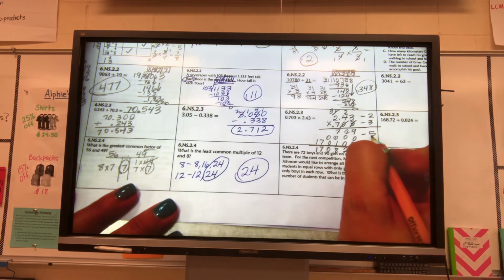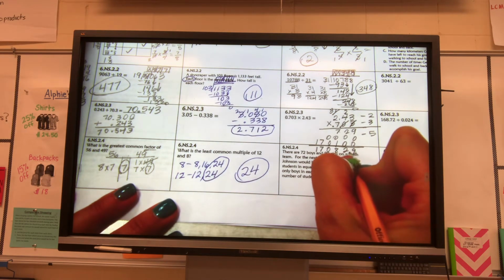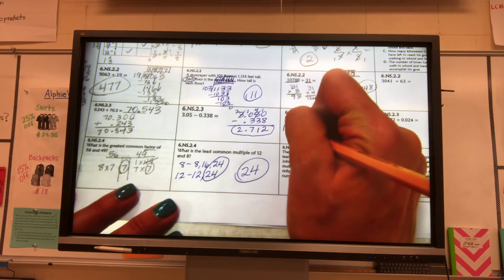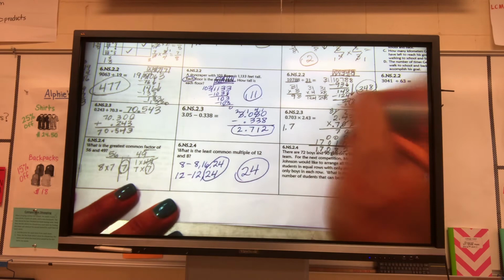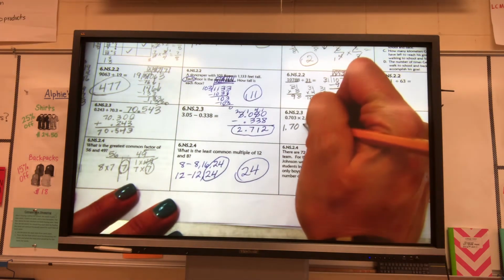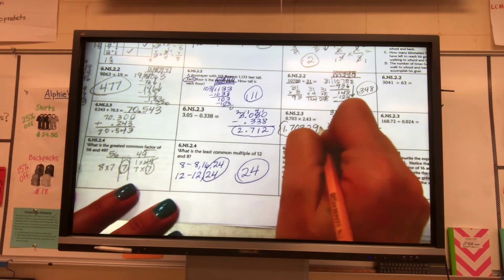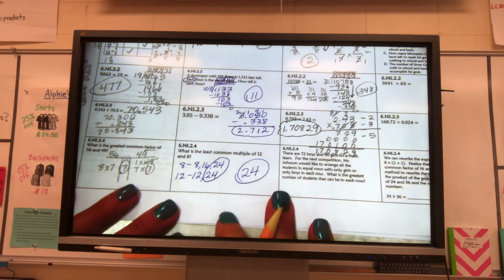How many times did we say we needed to move the decimal? 5 times. 1, 2, 3, 4, 5. So 1 decimal, 7, 0, 8, 2, 9. That's what I'm saying my answer is for that.